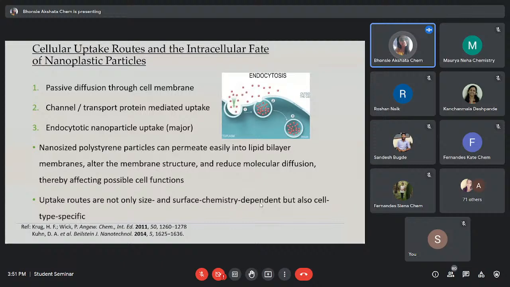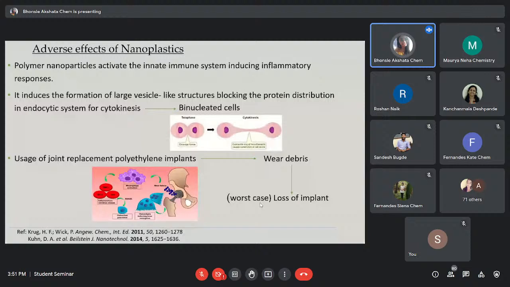Now, adverse effects of these nanoplastics. Polymer nanoparticles, as we have said before, cause apoptosis, and they activate the innate immune system, which induces inflammatory responses. This is one thing. Innate immunity is basically the skin, tears, mucus, saliva. So it activates this immune response whenever it enters into the body, not only of humans, but also of aquatic organisms and so on.